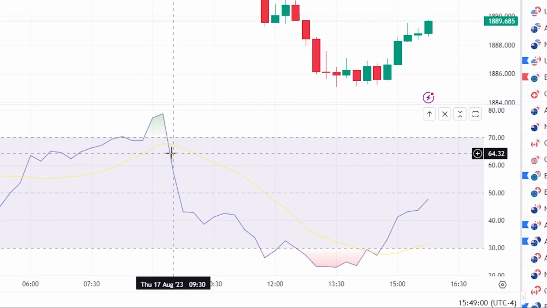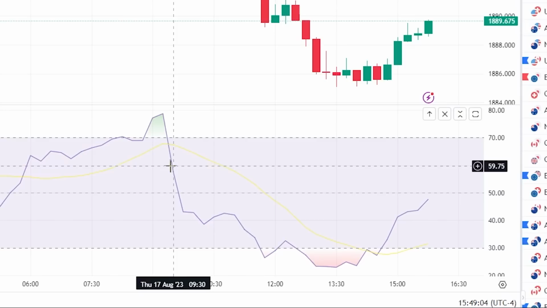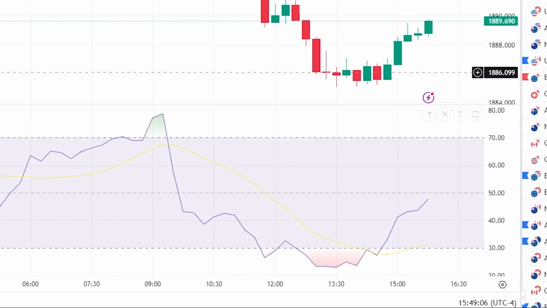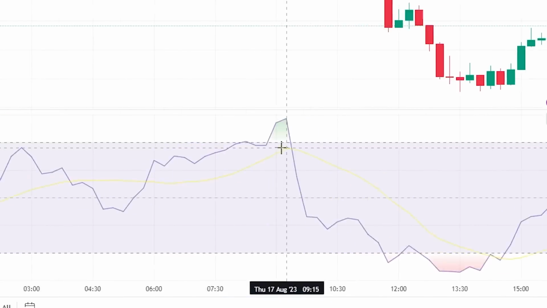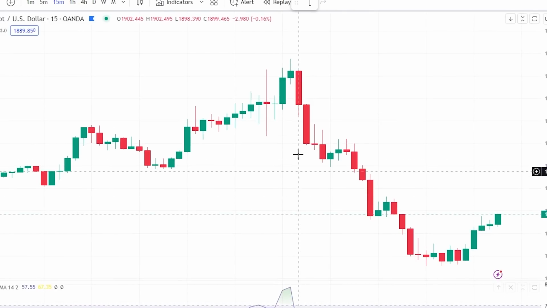Then you want to make sure it closes below 60. So in this case, you can see the RSI measures right over here. Here the RSI on this red candle is 57.55. So it goes above 70 here. This is where we go above 70. This candle is where we close below 60.